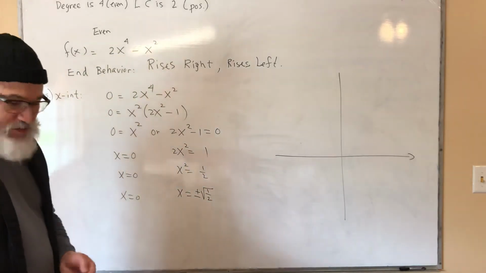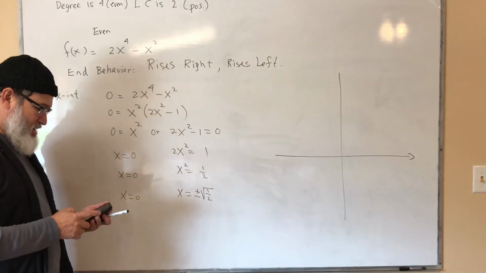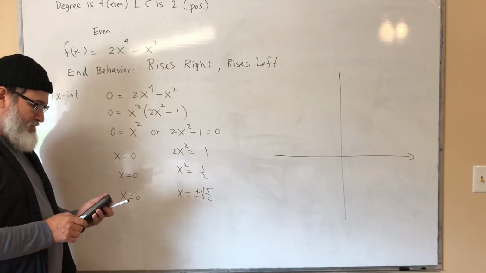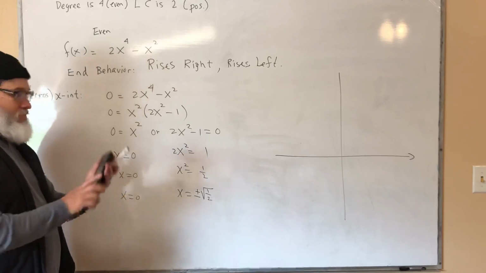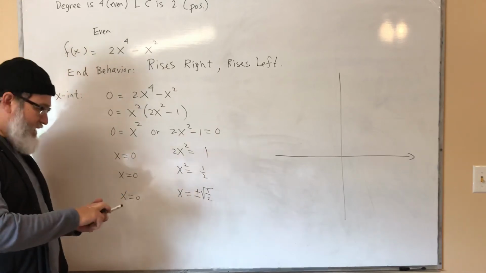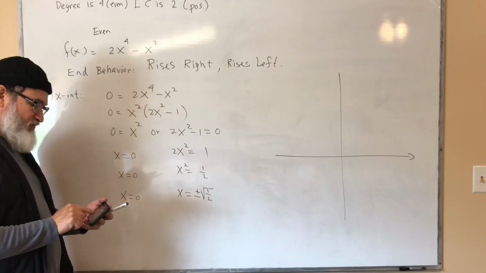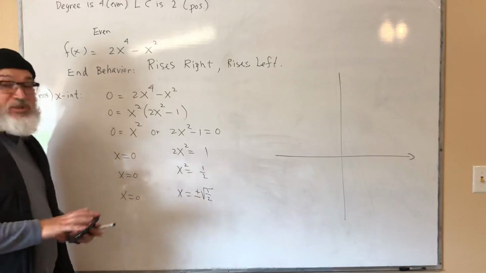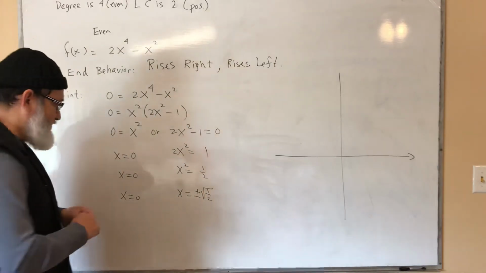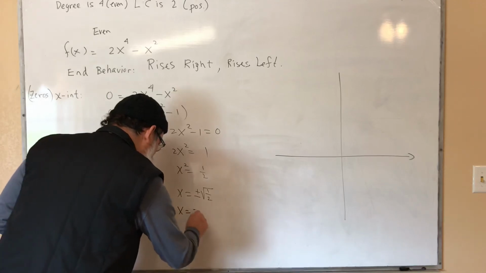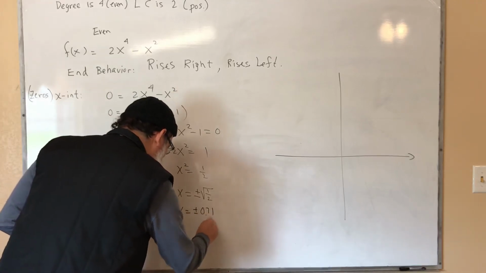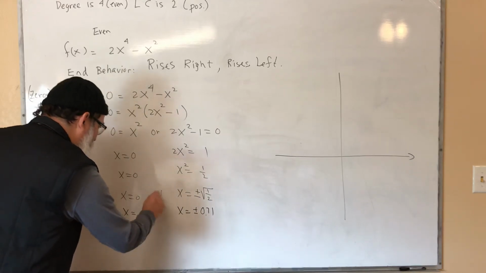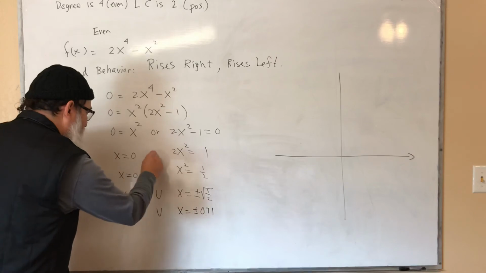Okay, if you want to, go ahead and take the square root of 0.5, and I get 0.71. So this is x equals plus or minus 0.71, and this is x equals 0, and this is or. That means or.